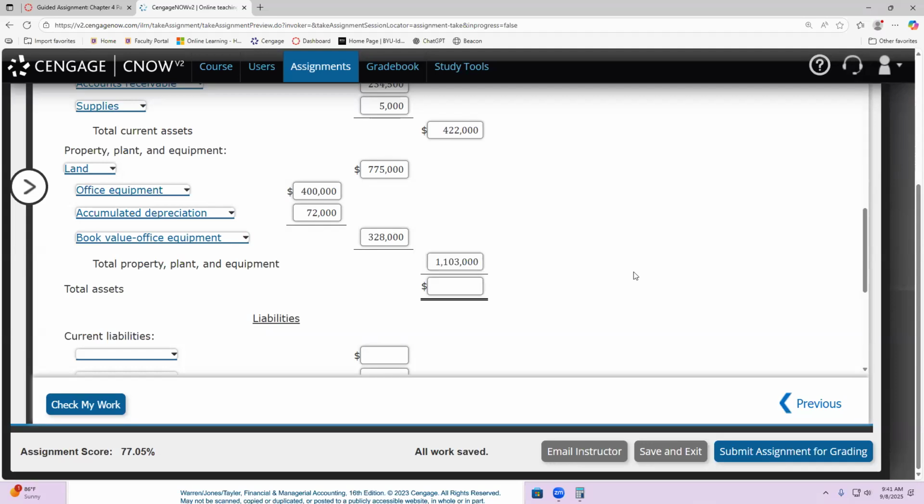The problem with doing it in your head like that is if you make a mistake, it cascades, it goes through the whole thing, right? So sometimes it's better to double check. 422 plus 1,103 is 1,525,000. Whoops.